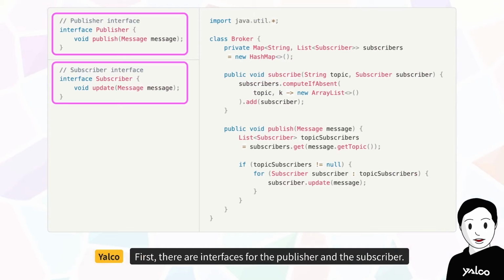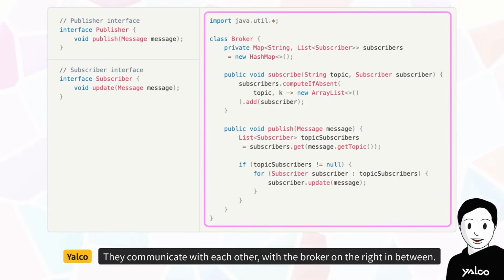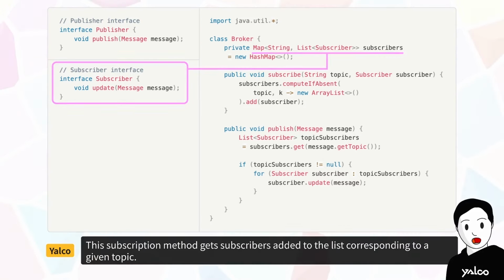First, there are interfaces for the publisher and the subscriber. Each has a method for publishing a message and a method for receiving and updating the state. They communicate with each other, with the broker on the right in between. The broker has a list of subscribers for each topic of message. This subscription method gets subscribers added to the list corresponding to a given topic.